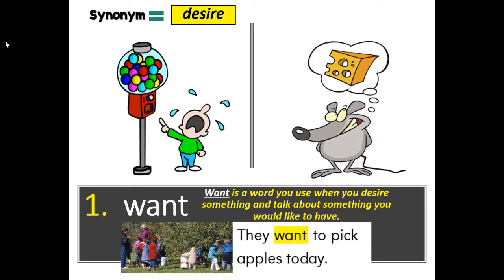They want to pick apples today. You could also substitute the synonym and say, they desire to pick apples today. So, how do I use it? I want to go to the beach. What do you want to have for dinner? You could also substitute desire and say, I desire to go to the beach. What do you desire to have for dinner?